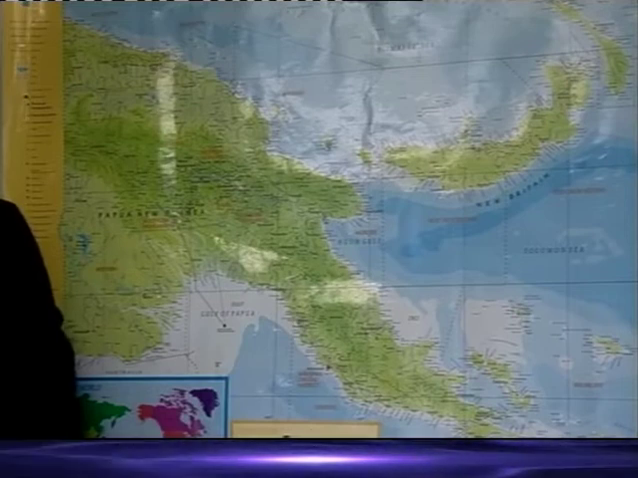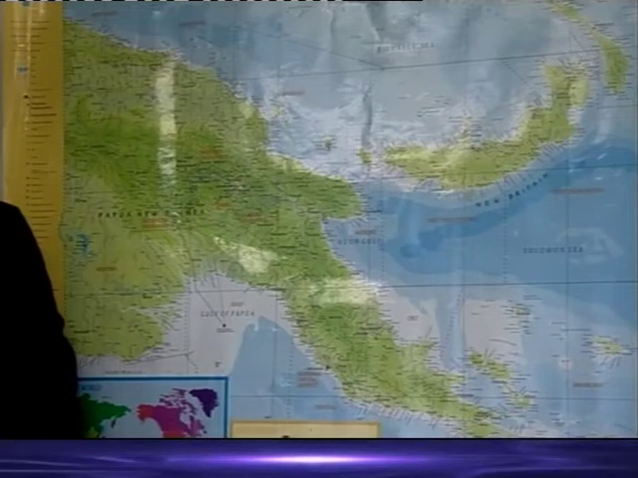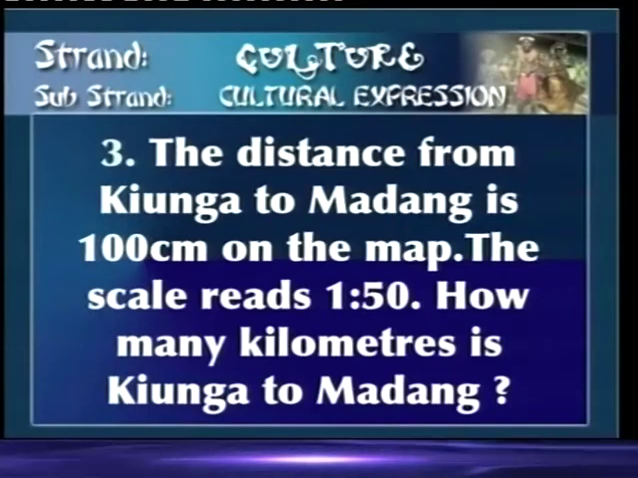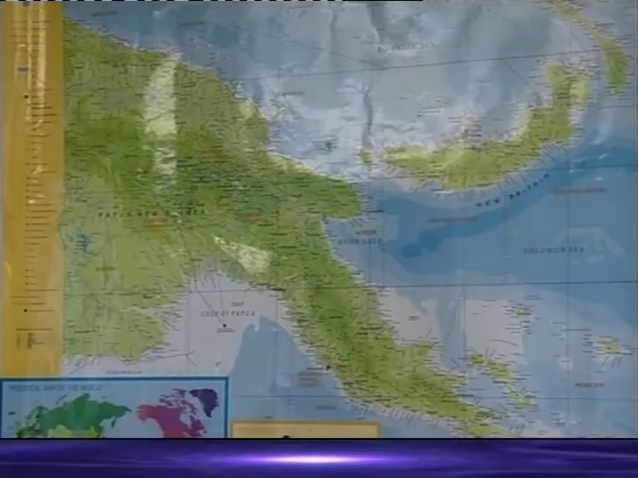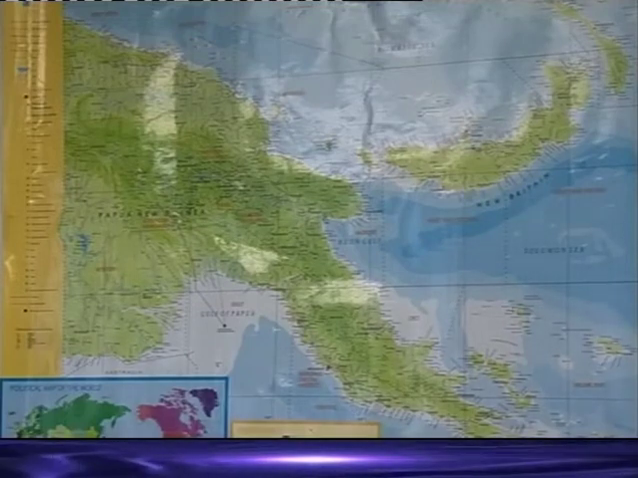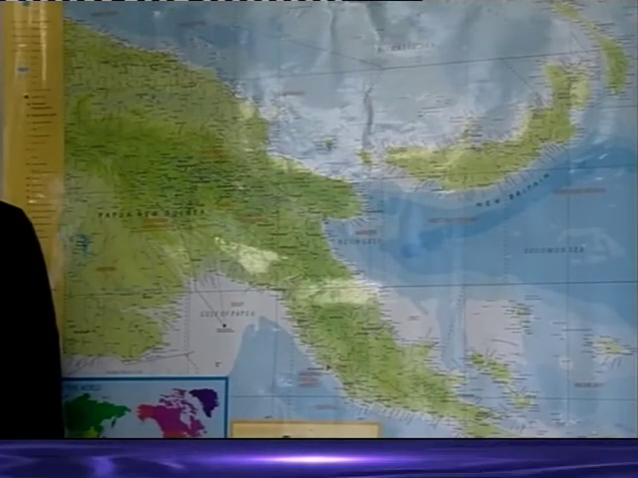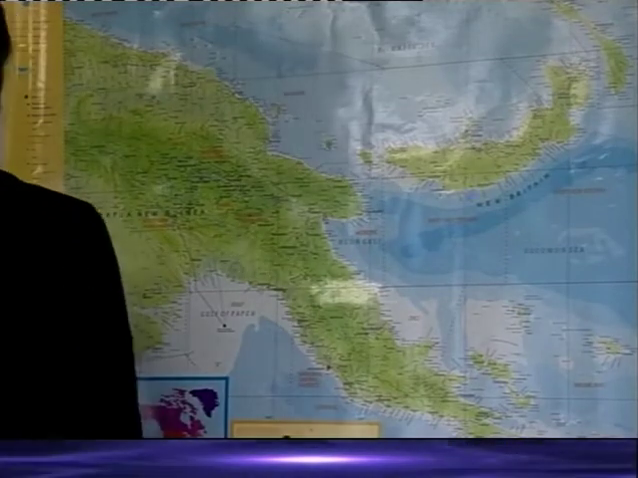The distance from Kiunga to Madang. Okay, it's 100 centimeters on the map. Okay, the scale reads 1:50. Emmanuel, can you pass this? 5,000 kilometers. Okay, can you just explain that 1:50, the scale? What does it mean? 1 centimeter is equal to 50 kilometers.